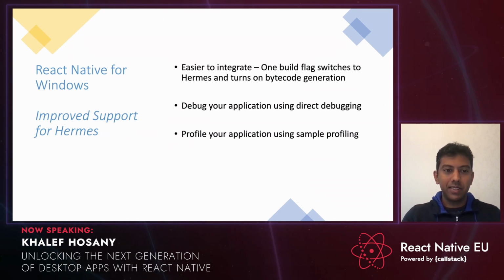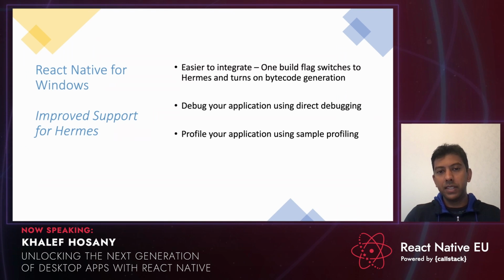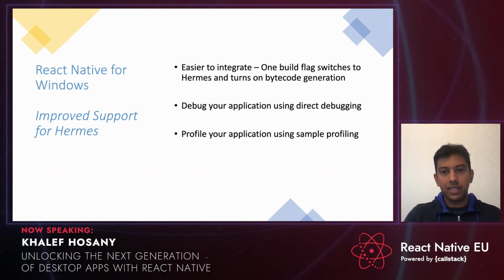And then let's talk about Hermes. I'm sure everyone must have heard about Hermes right now, and how it improved both the startup time and the memory usage on the mobile platform. We've had Hermes for some time in React Native Windows as well, and recently we've done a lot of work to make it easier to use. First, in order to use Hermes, all you need to do is turn on one build flag, and we will take care of the rest. We will package the runtime, we will do the bytecode generation and package this with the application, and then configure React Native for Windows to use Hermes instead of the default engine on Windows.